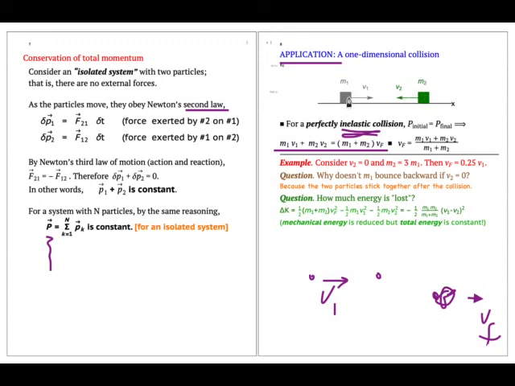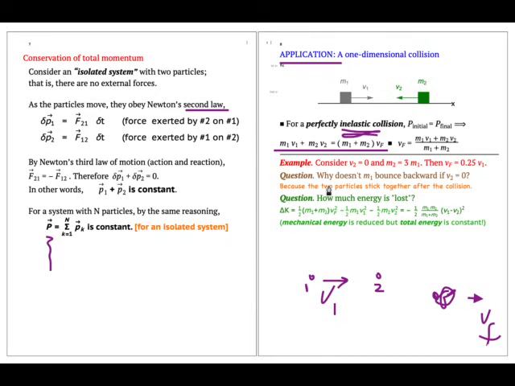If m1 were larger than m2, then when they stick together, they'll go off with pretty much the same velocity as the first particle. It'd slow down a little bit because of the second particle, but to a first approximation, the velocity after the collision would just be, again, v1. It'll be a little bit less than v1.